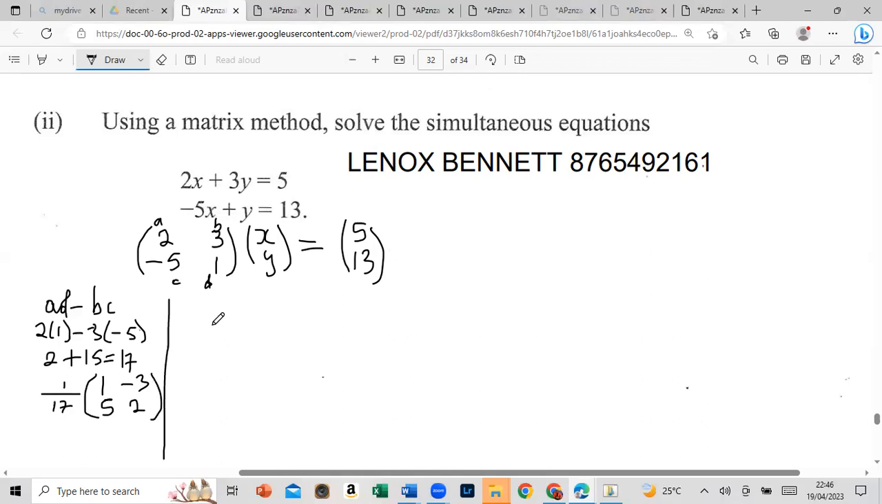Alright, let's go. So it's 1 over 17. I just want to work that. Inverse: 1, negative 3, 5, and 2. So what we want to do, we want to multiply by this, and this is the result. And then now we have the xy.